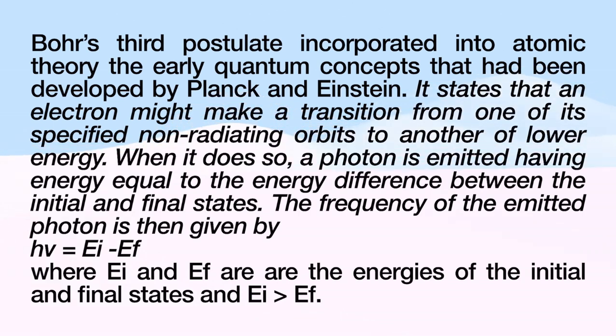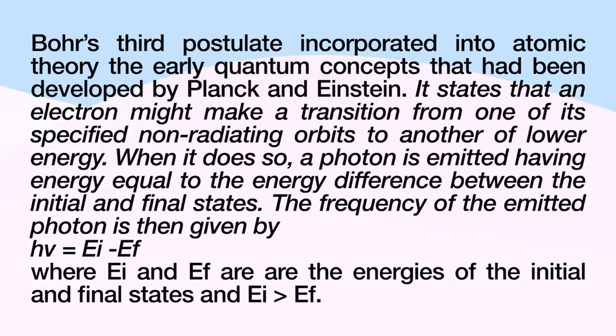In simple words, what I can tell is electron sometimes jumps from one orbit to another orbit. When an electron jumps from higher orbit to lower orbit, energy is released. That energy released is equal to h nu, that is equal to E_i minus E_f, where E_i is the orbit where it was in the beginning and E_f is the orbit to which it jumped.